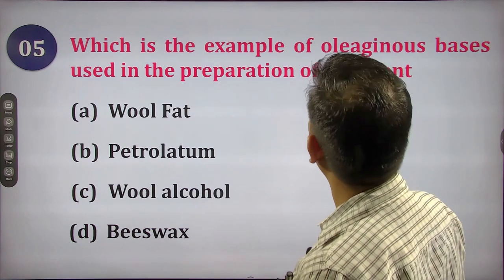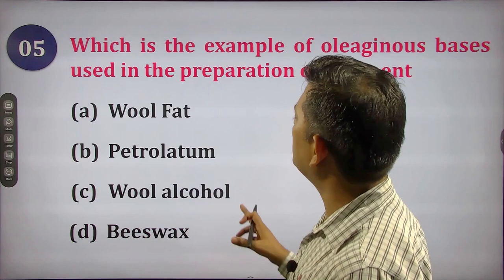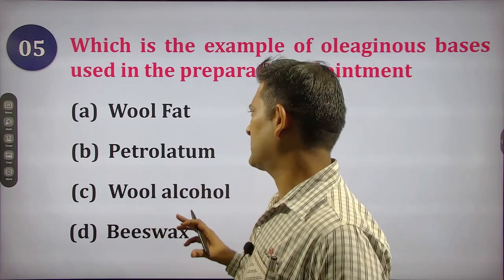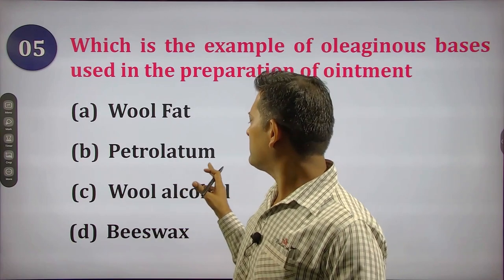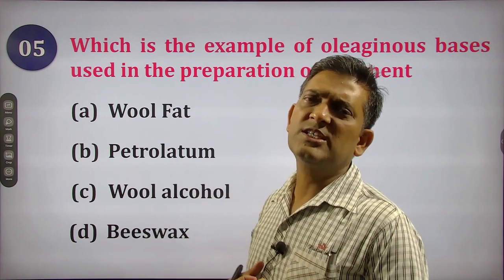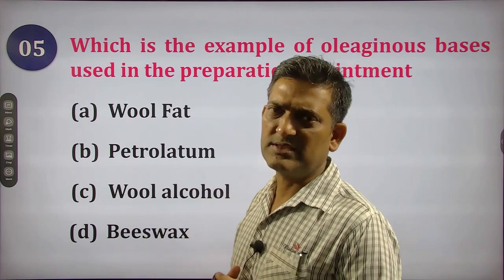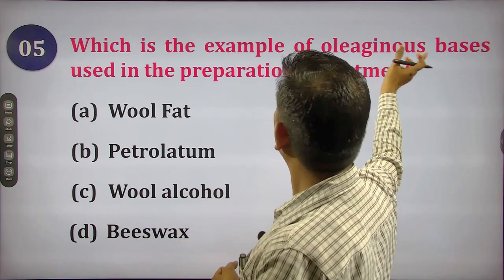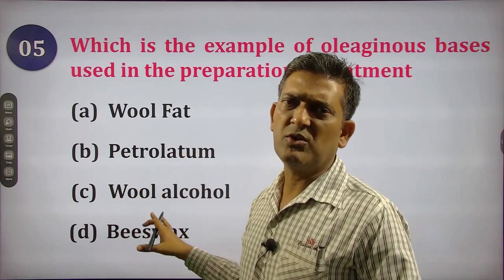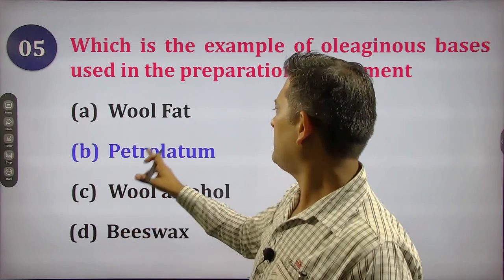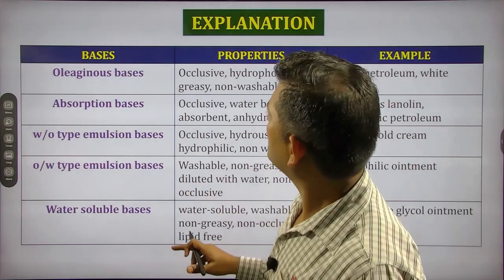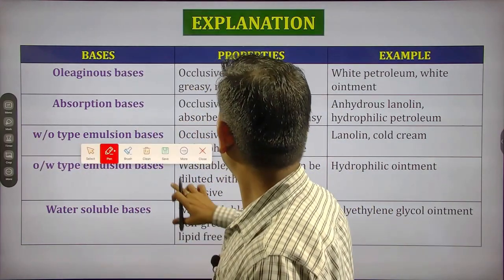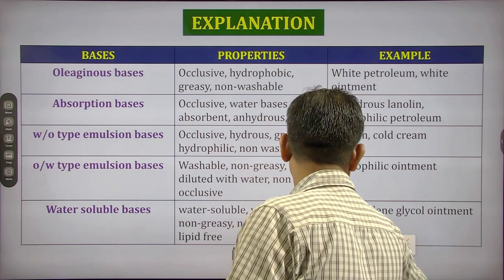Which is the example of oleaginous bases? Already you have discussed petrolatum. In the previous class, if you have gone through my class, you must know that petrolatum is nothing but an oleaginous or hydrocarbon base. We discussed that the major example of an oleaginous base is petrolatum or petroleum products. Yes, you see petrolatum. Next to that, see what are the things there? How it can be distinguished, let us see.